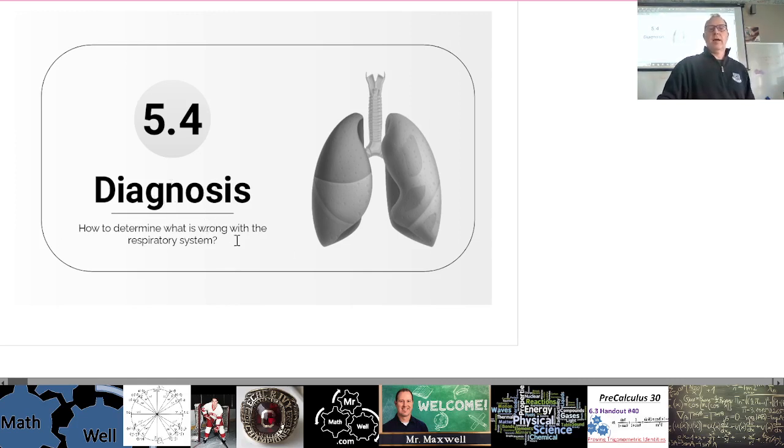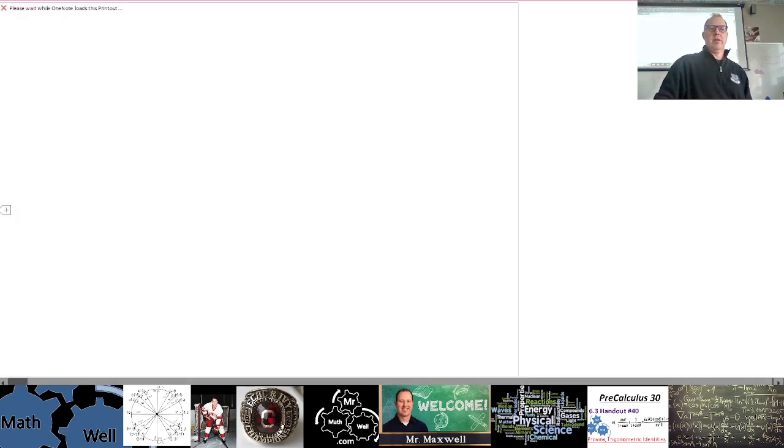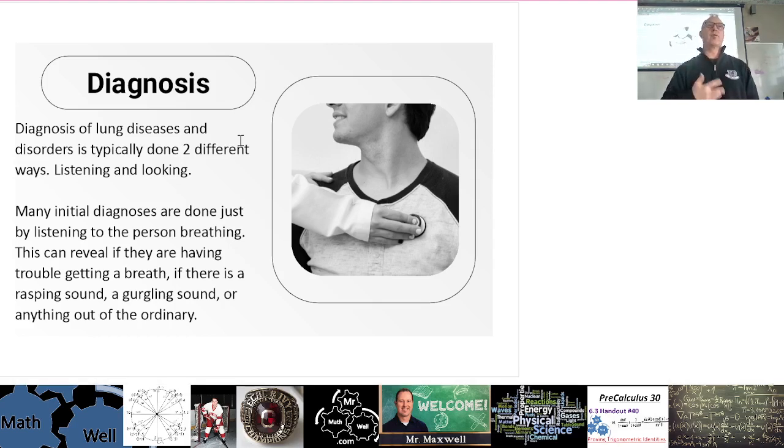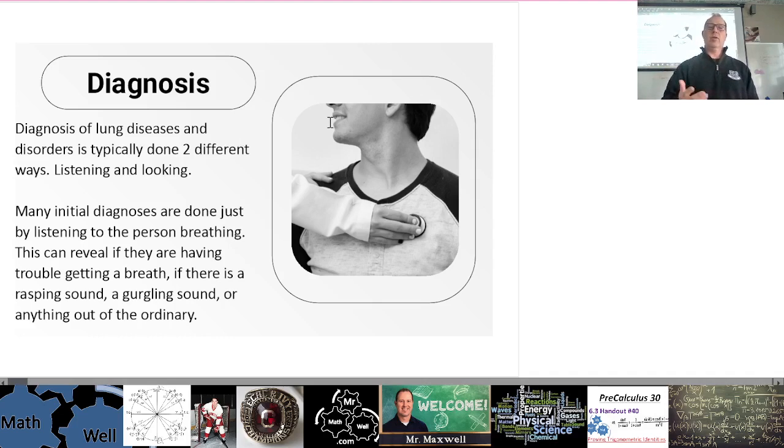Diagnosis. Okay, so how do we diagnose what's wrong with the respiratory system? Diagnosis of lung diseases and disorders are typically done two different ways: listening and looking. So if you go into the doctor, if you've got a really bad cold, or if you think you've got a fever or an infection, they'll use the stethoscope and listen to how your lungs sound. So they'll look and they'll listen.